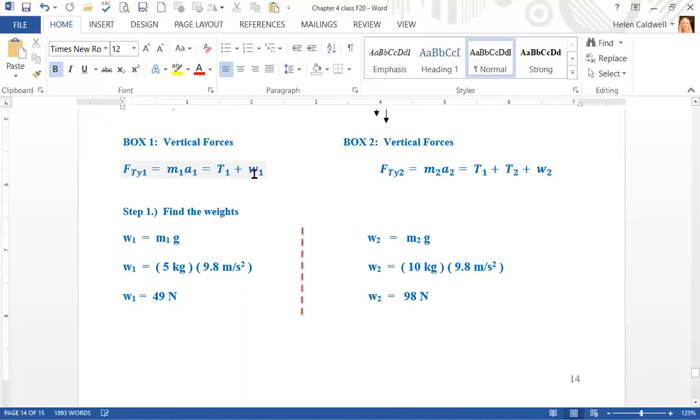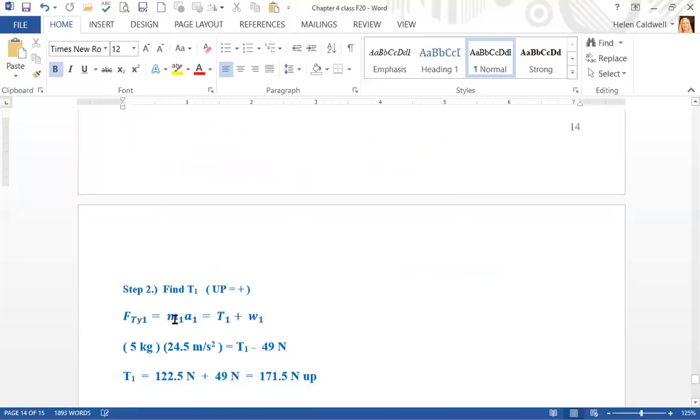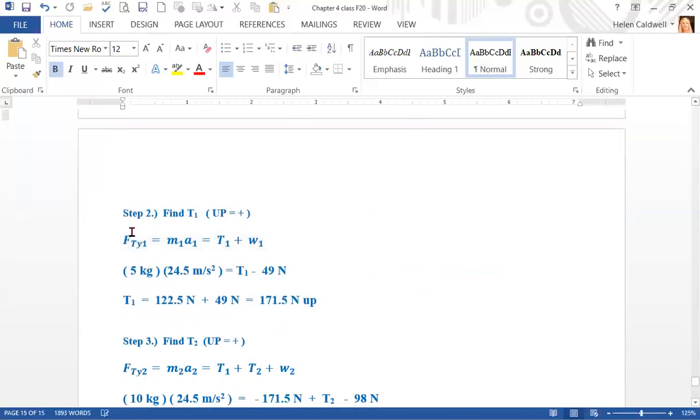So we have the two weights. Remember, we need to use these two equations. The box 2 equation is more complicated than the box 1 equation, so probably box 1 is going to work. We know its mass, we know its acceleration, we know its weight, we can find T1. If we have T1, we can use that to find T2. So that's what we'll do. We'll find T1. We're going to make up positive, we write the equation down, and we plug in.